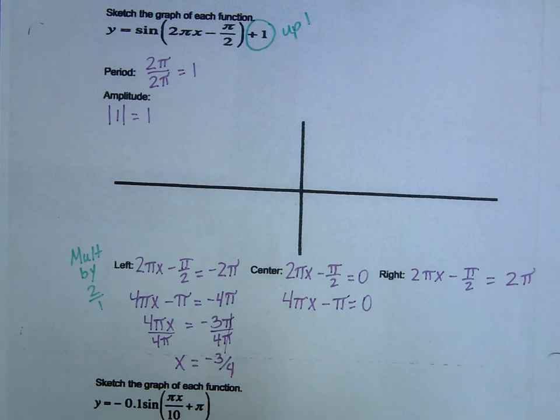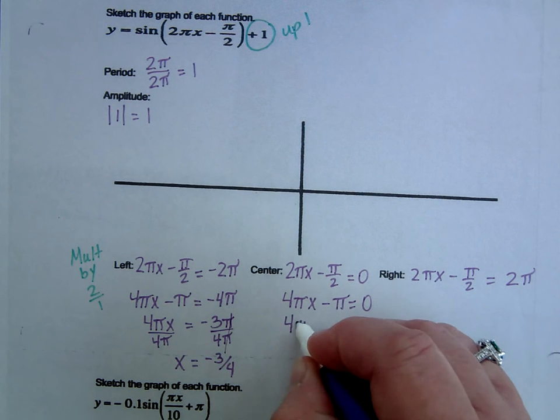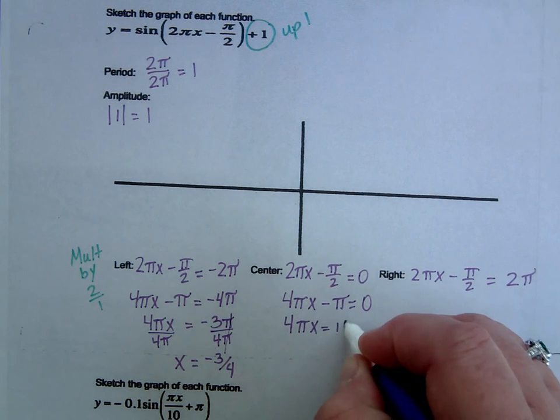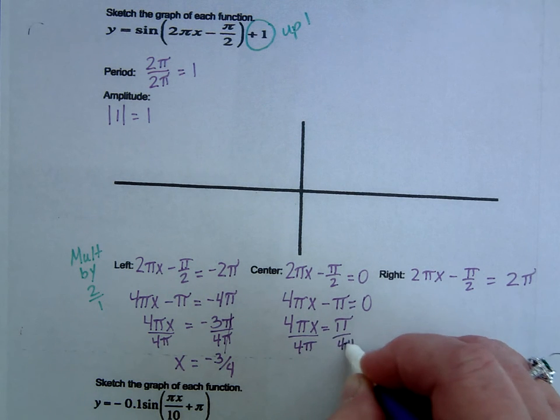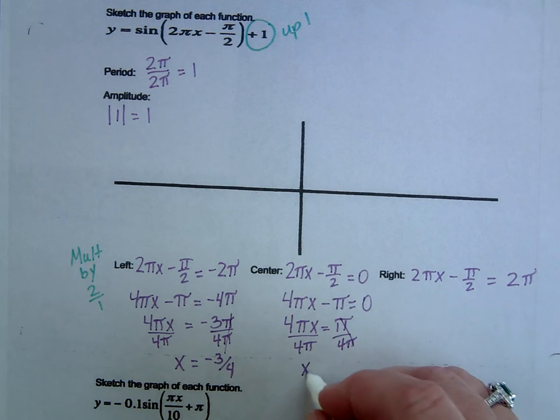Swing the pi to the other side. 4 pi x equals pi. Divide by 4 pi. Pi's cancel, 4's on the bottom. X is 1/4.